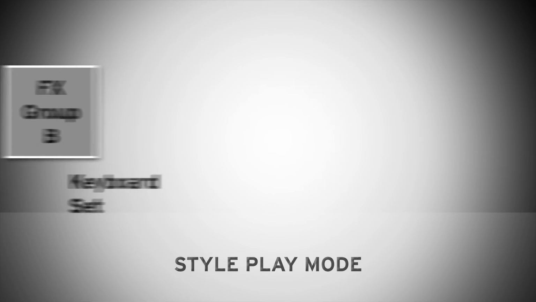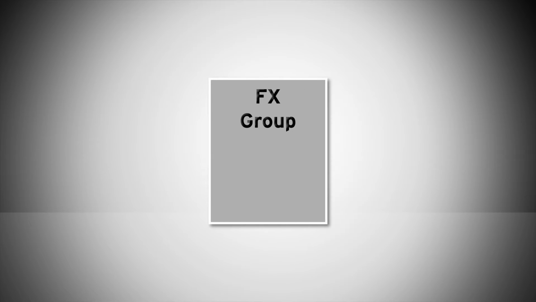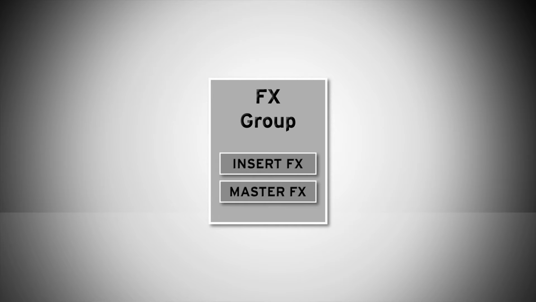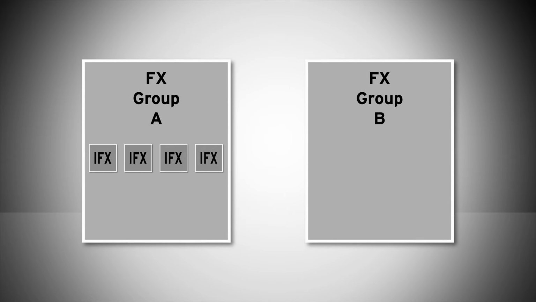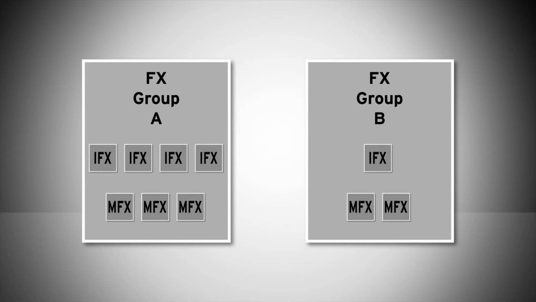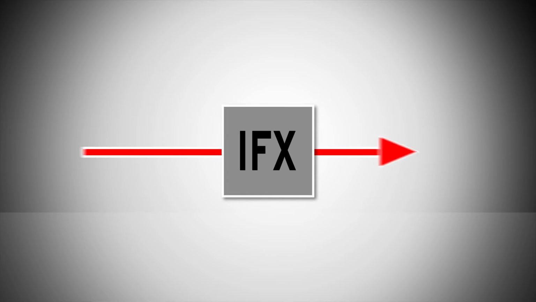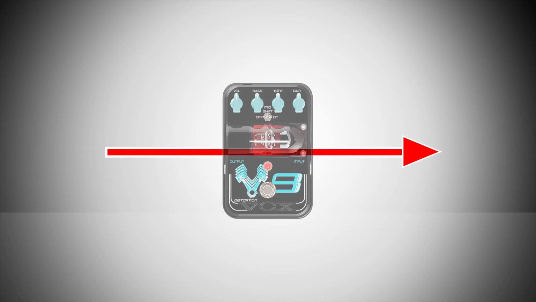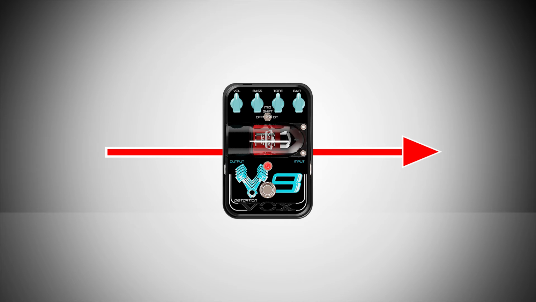An effects group has two different types of effects: Insert Effects and Master Effects. Effects Group A has 4 insert effects and 3 master effects. Effects Group B has 1 insert effect and 2 master effects. When a sound is routed into an insert effect, the audio signal passes directly through the effect. Think of it as a guitar effect pedal you plug in and out of.